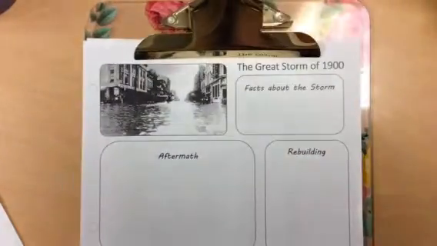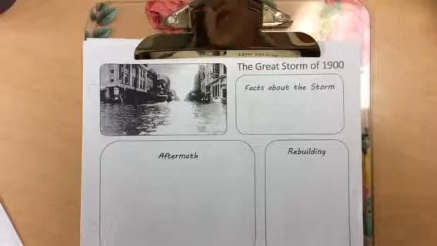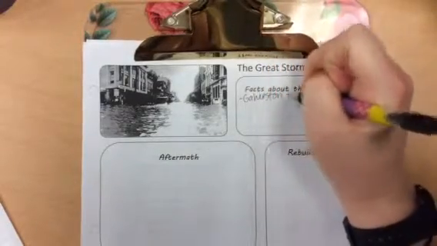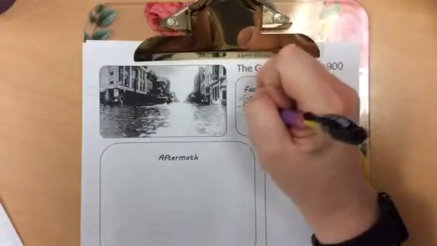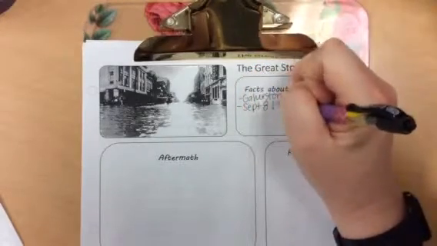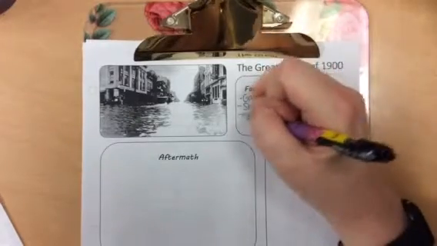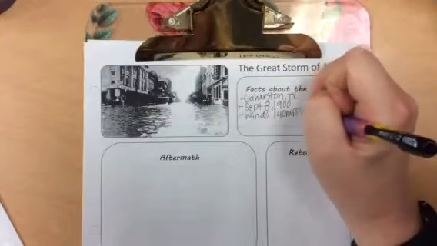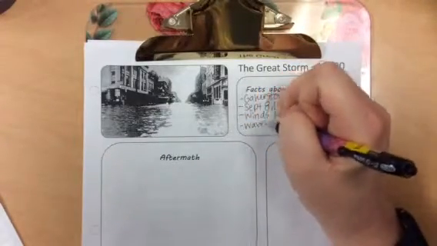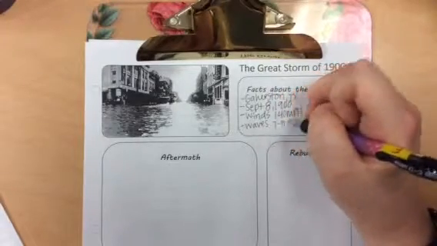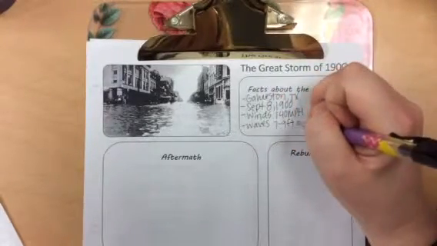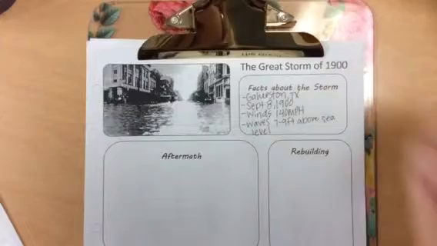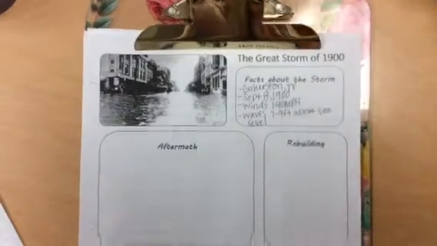Today we are taking notes over the Great Storm of 1900, which took place in Galveston, Texas. And that happened on September 8th, 1900. Winds were up to 140 miles per hour, and the waves were 7 to 9 feet above sea level, which means above where they're normally at. They were 7 to 9 feet.